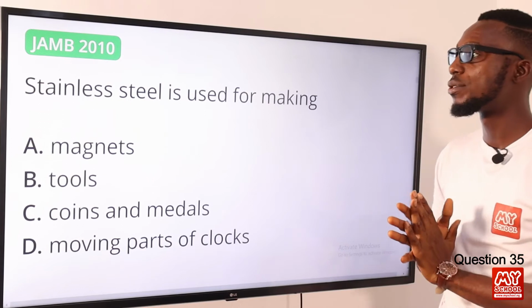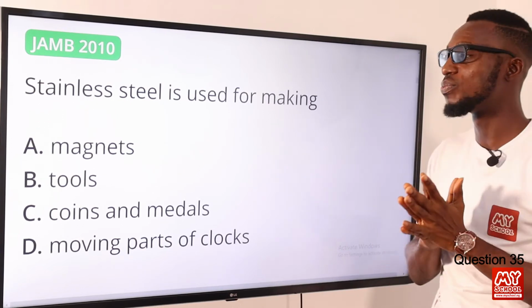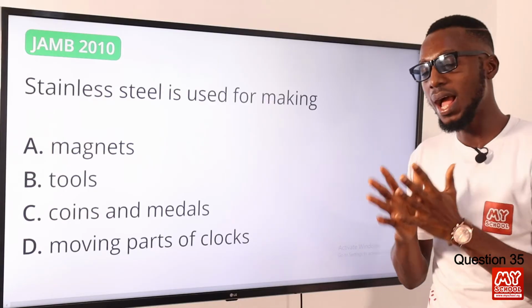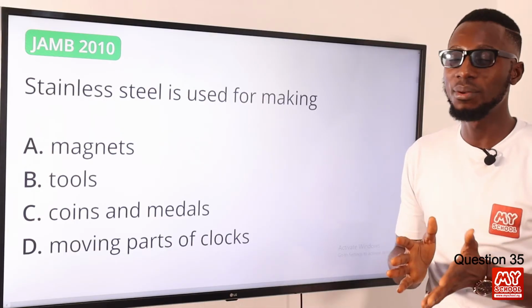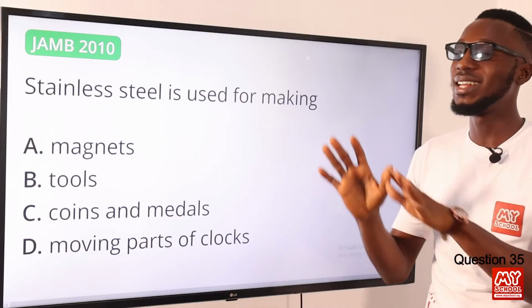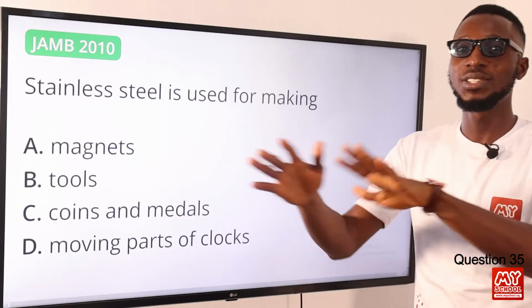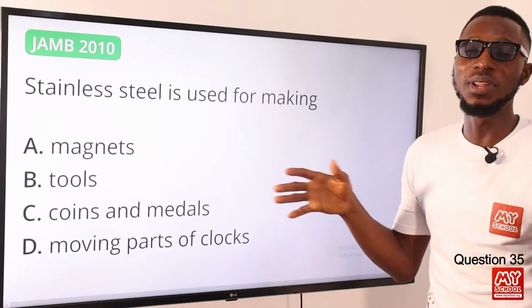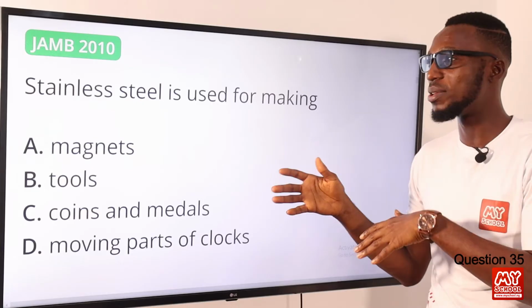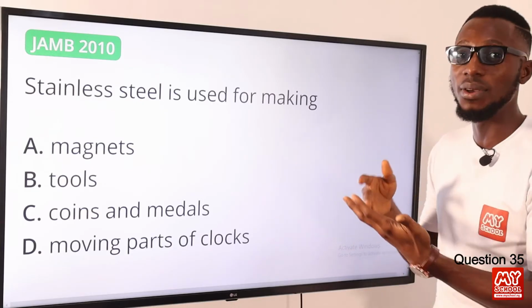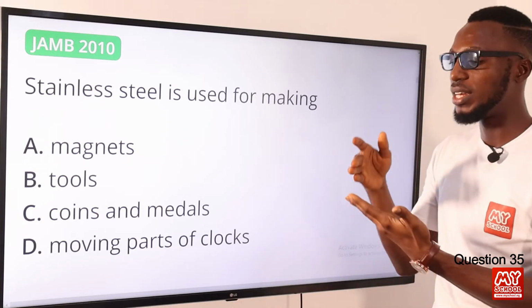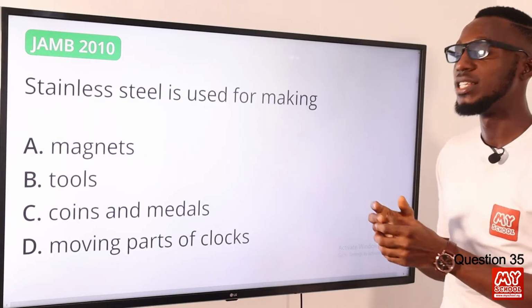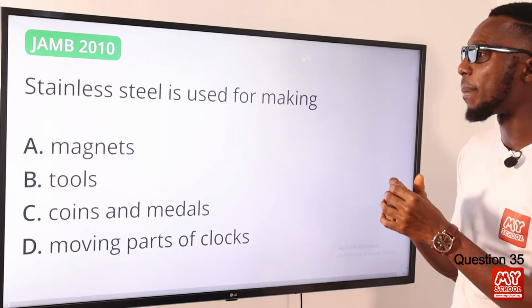Number 35. So stainless steel is used for making what? Alright, stainless steel's constituents are iron, chromium, and nickel. These are transition elements, and they belong to the first transition series. If you stop at calcium, which is your 20th element on the periodic table, then we are moving to the next ones, 21, 22. So you can count scandium, titanium, vanadium, then you have your chromium, manganese, iron, cobalt, nickel, and copper, then zinc.